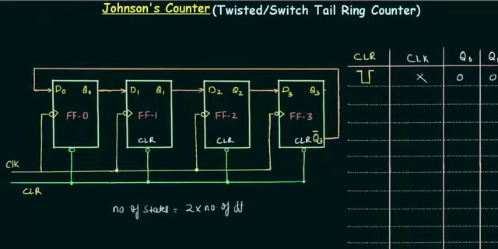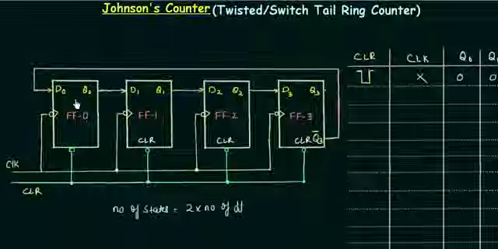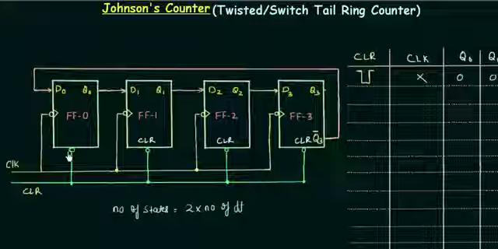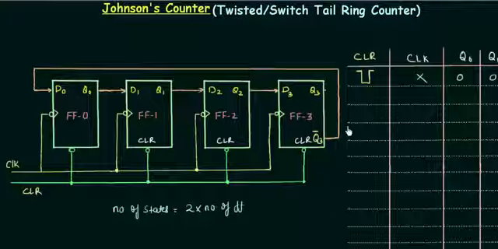Now let's see what another change we have made. You can see Q3 is not connected to D0, whereas Q3 complement is connected to D0. So these two changes will convert your simple ring counter to the Johnson's counter. Let me revise. What are these two changes? The first change is you have to use the clear input of the first flip-flop instead of the preset input, and the second change is you have to use the complemented output and give it to the input of the first flip-flop instead of Q3, and in this way you will have a Johnson's counter.